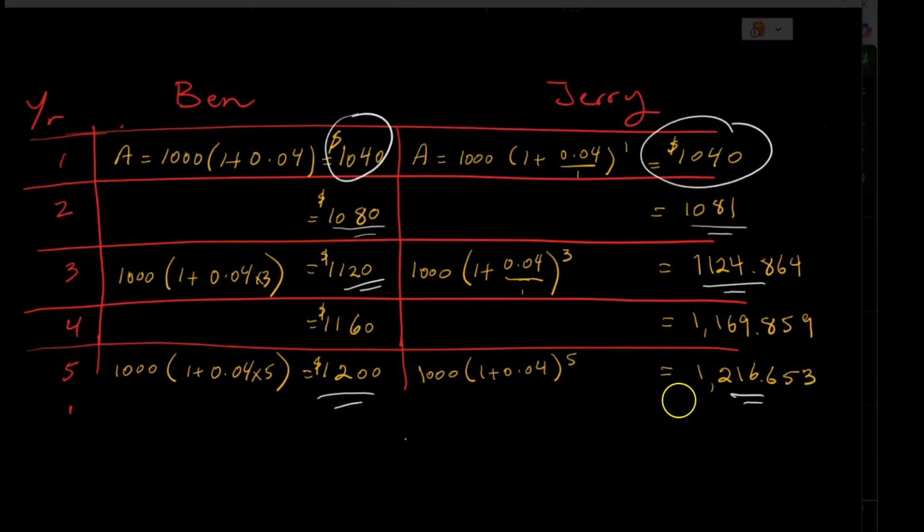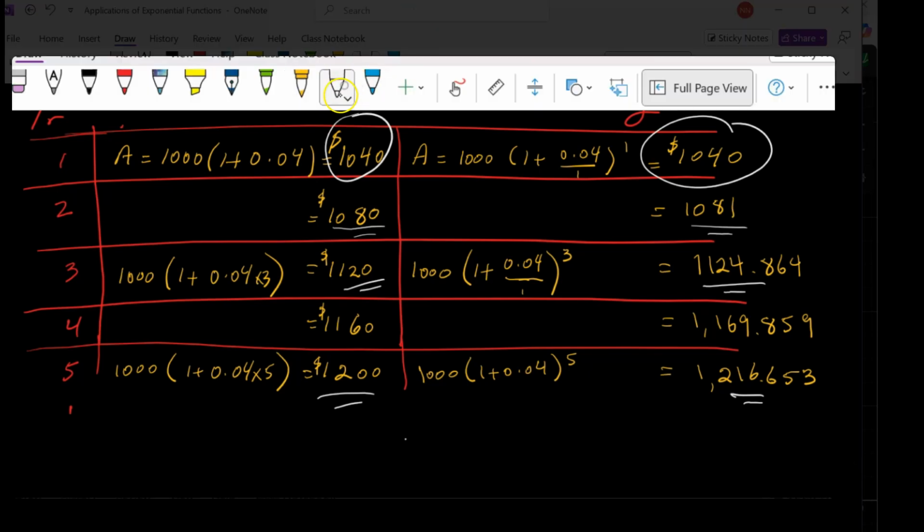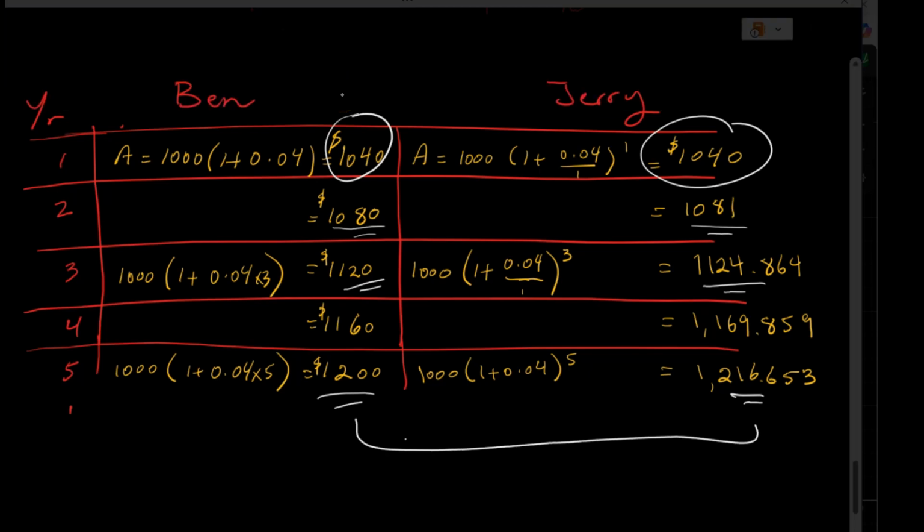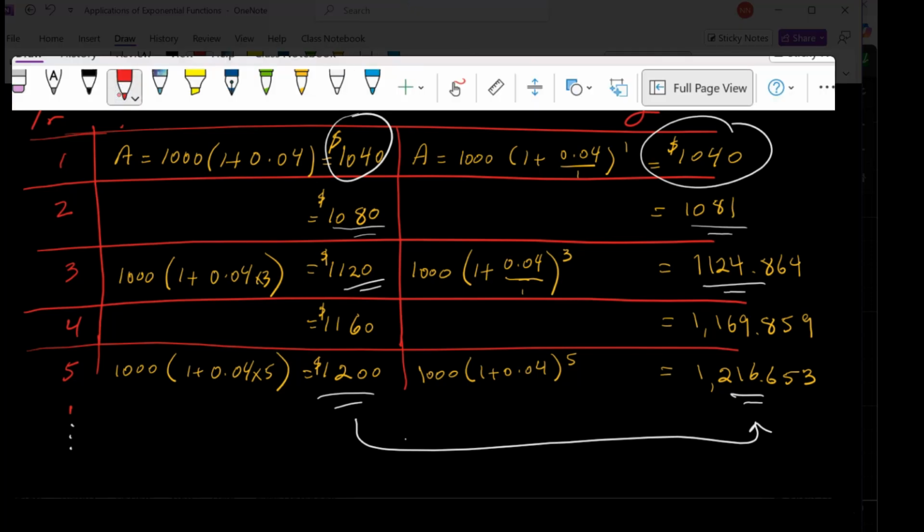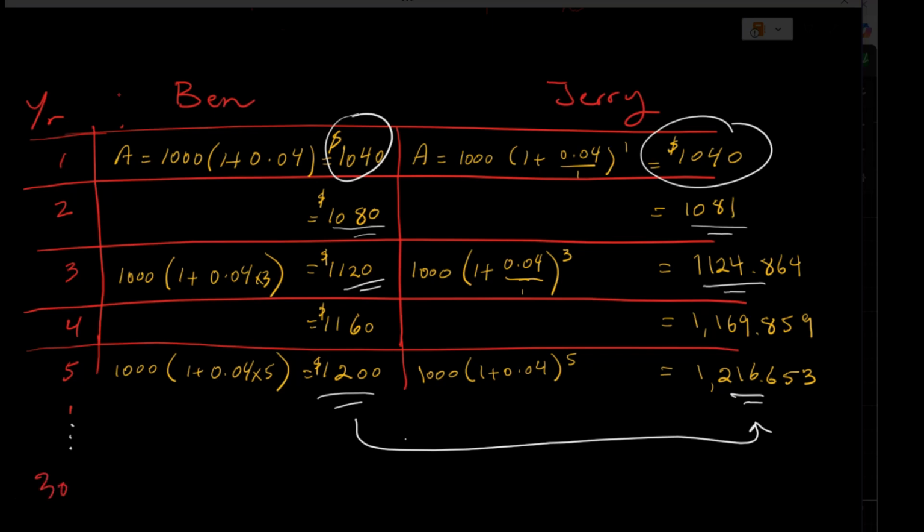year 5, Jerry is $1,216.65. Now you're looking at between 9 and then all of a sudden a $16 differential between the two, which is actually substantive. Now, if you continue this to 30, then you'll see what I'm talking about, where the power of compounding becomes really, really obvious.